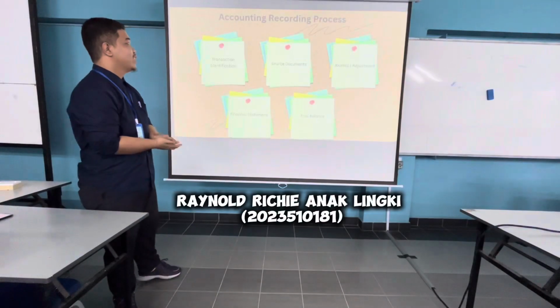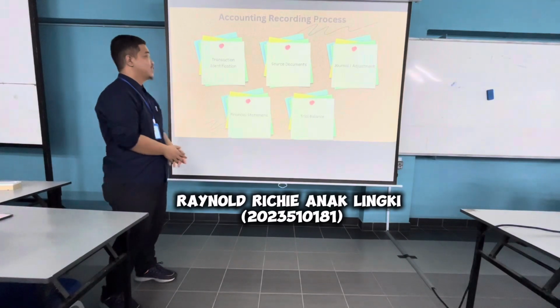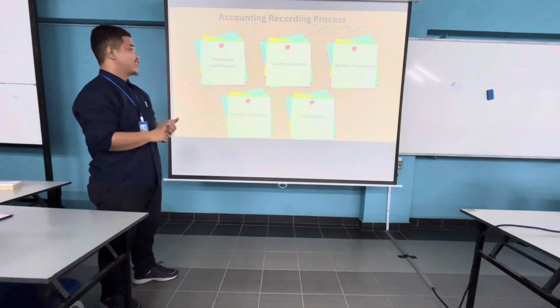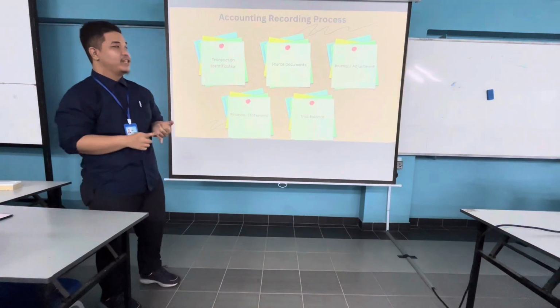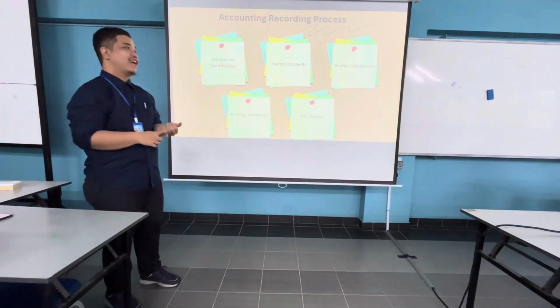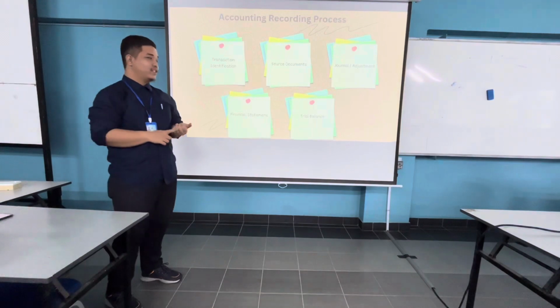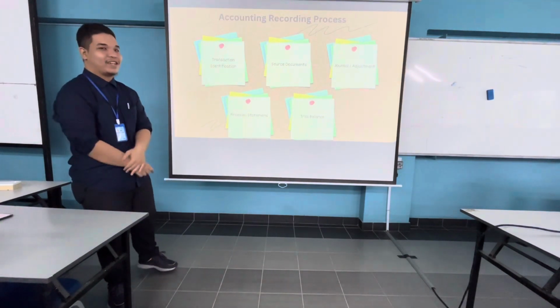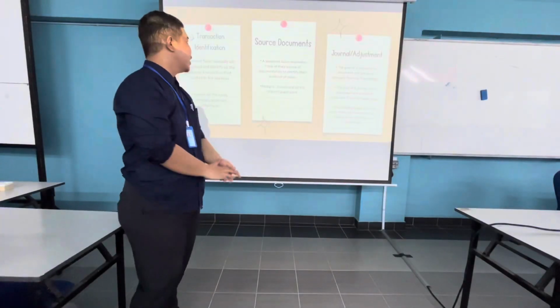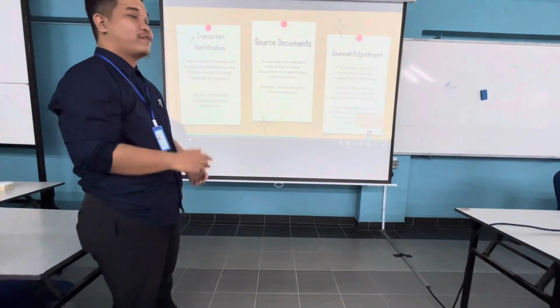Right, now we move to the accounting recording process, which is transaction. Number 1 is transaction identification. Number 2, source documents. Number 3, journals and adjustments. Number 5, financial statements. And the last one is trial balance. Okay, let's move to the first one, transaction identification.